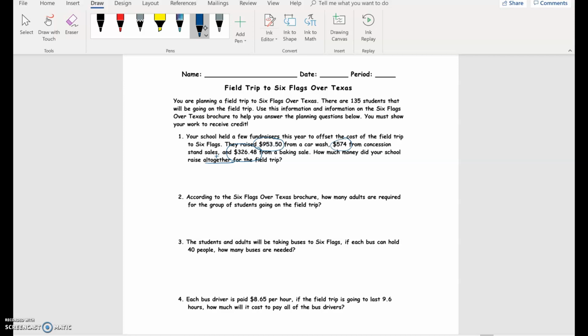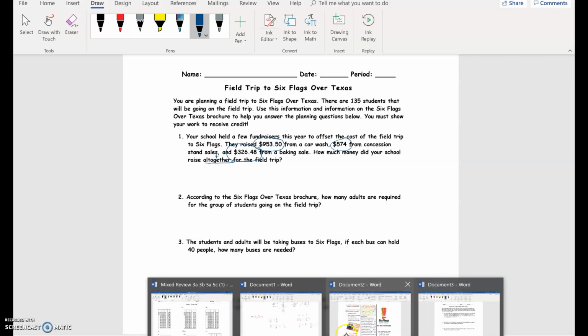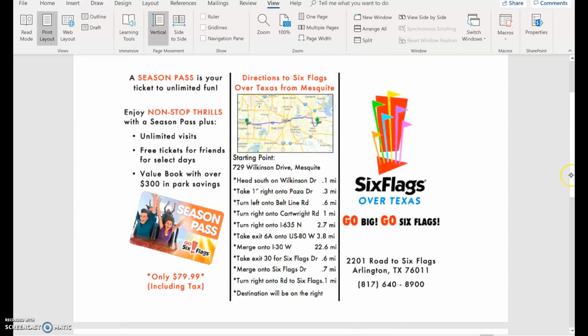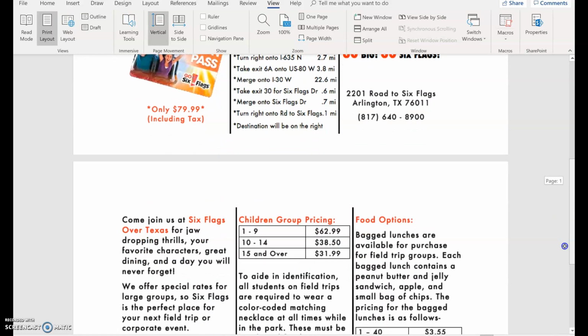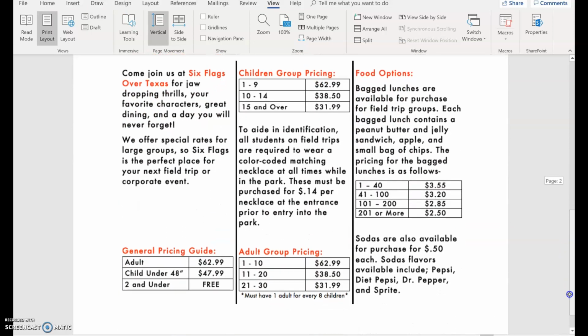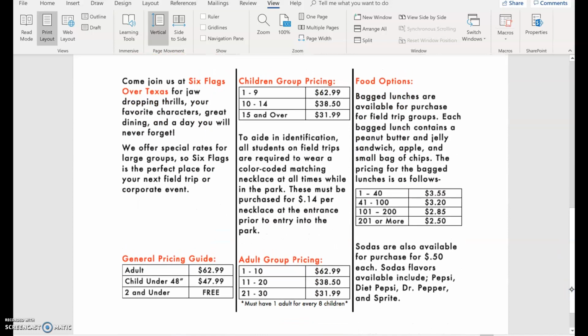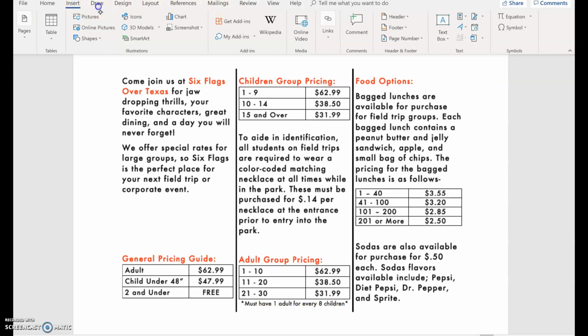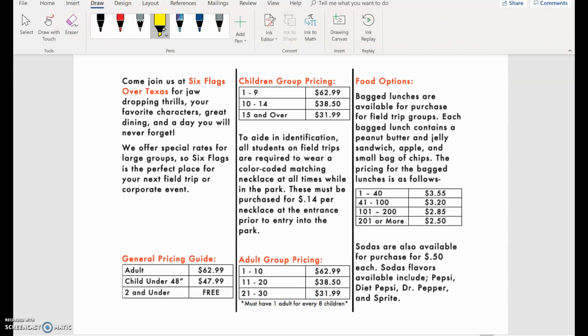Okay, question 2 says, according to the Six Flags over Texas brochure, how many adults are required for the group of students to go on the field trip? So we're going to look at the brochure, and we're going to read our information. Here it says, and it takes a little bit to figure it out, children group pricing, adult group pricing, then down here it says must have 1 adult for every 8 children.